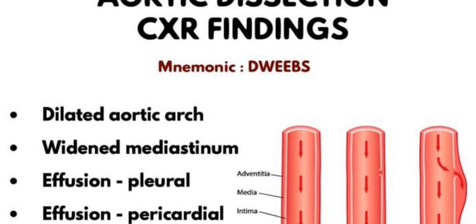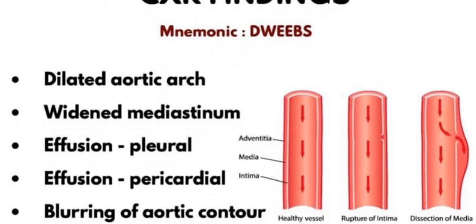The second last is the B. B for the blurring of the aortic contour. It can also be present on the chest X-ray.